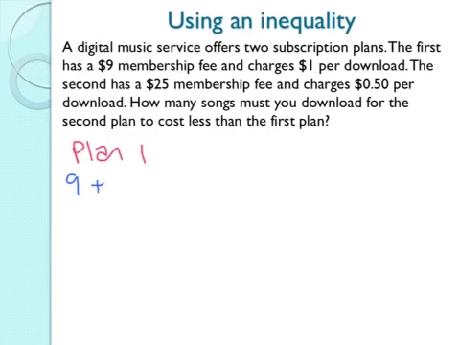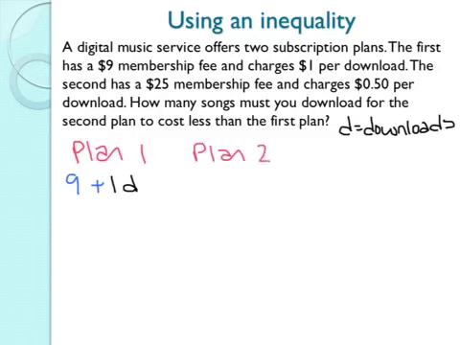So I'm going to go ahead and call D downloads. So every download's $1, so 1D. All right, now plan number two, regardless of my downloads, I have to pay $25, and then I have 50 cents per download, so 0.50 per download.